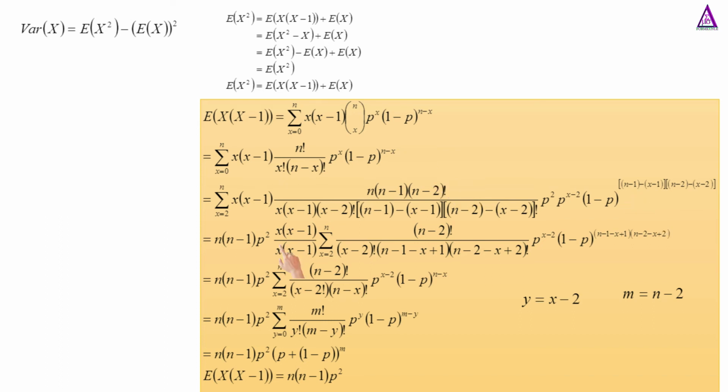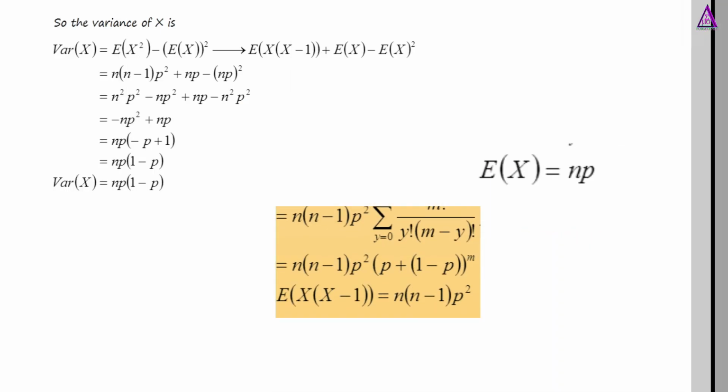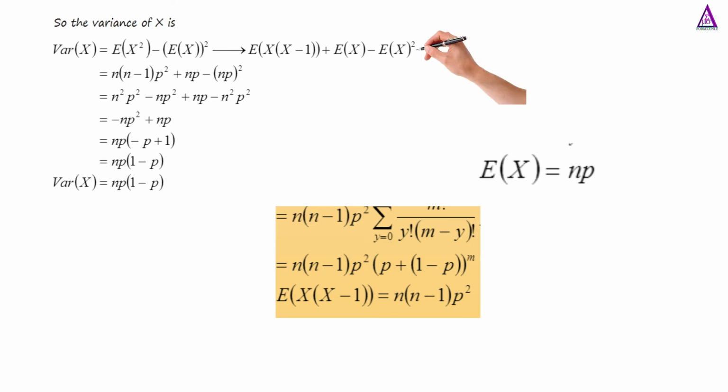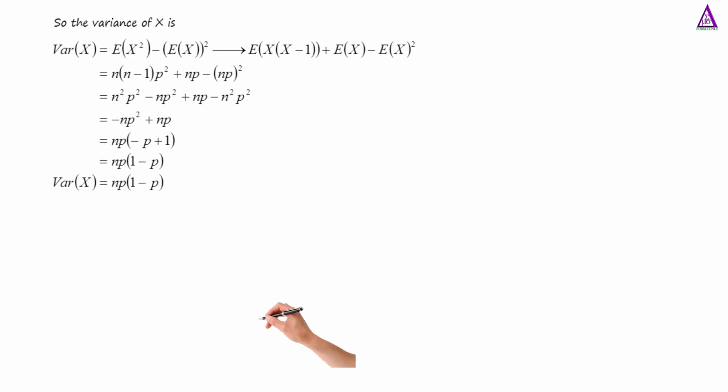We factorize p squared and n into bracket n minus 1 out with that of x into bracket x minus 1. Let y equal to x minus 2 and m equal to n minus 2. Our expected value of x into bracket x minus 1 is now n into bracket n minus 1, close the bracket, p raised to power 2. To calculate the variance, we just put what we have before into this. By opening all the brackets, we have this one. We just factorize np out. So therefore, the variance of x of binomial distribution gives us np into bracket 1 minus p.